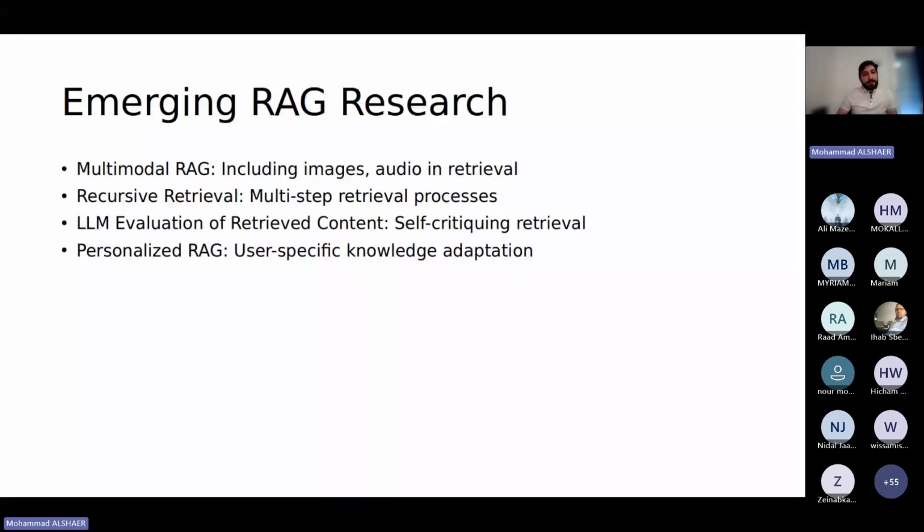And one of the most interesting things being used right now in some agents is personalized RAG, where we have user-specific knowledge adaptation. Like, I want the RAG to write emails like I do. So I give it all my emails, build some user-specific knowledge, so it can act like me and write emails the same way I do. That's also pretty interesting in research nowadays.